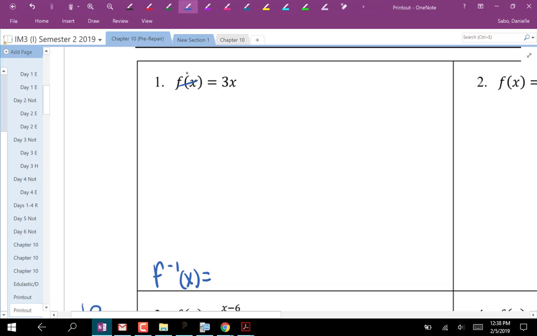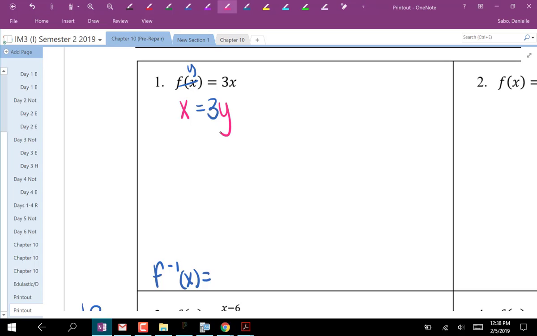Very first step, you're switching the x and you're switching the y. So this is going to become x is equal to 3 times y. This is what we did on the notes. We just switched them. The second step is to do the inverse operation to get the y alone. Well, what is the inverse when you read it, 3 times y? What's the inverse of multiplying by 3? Divide by 3.